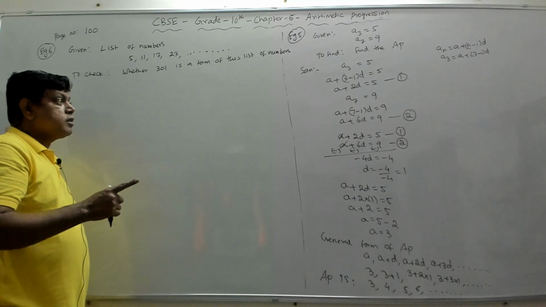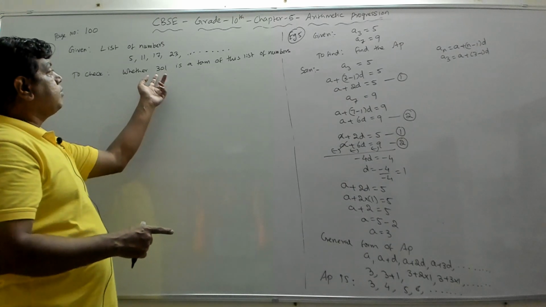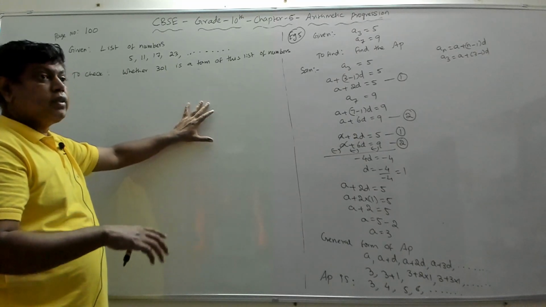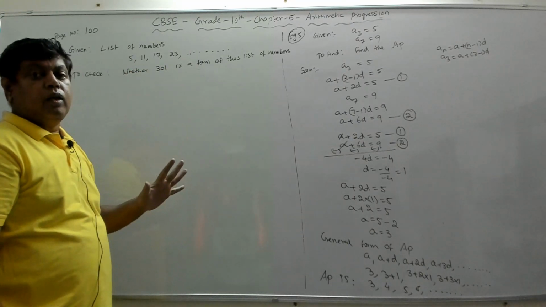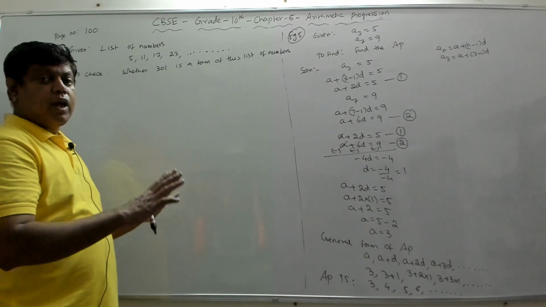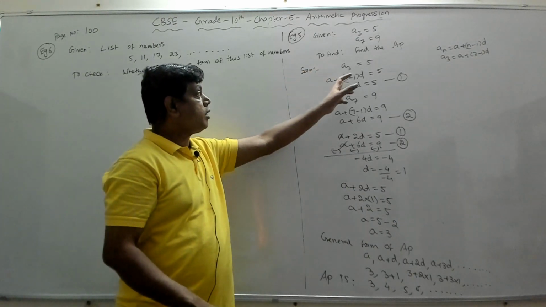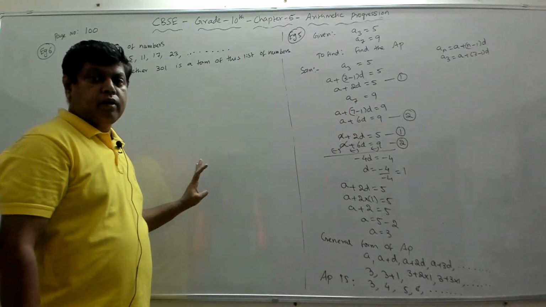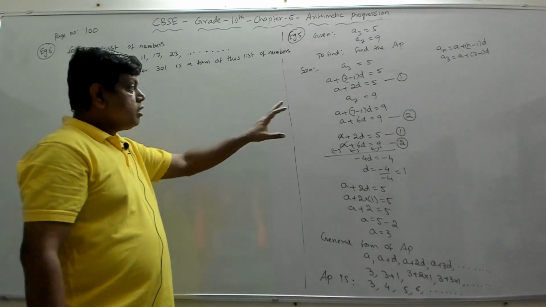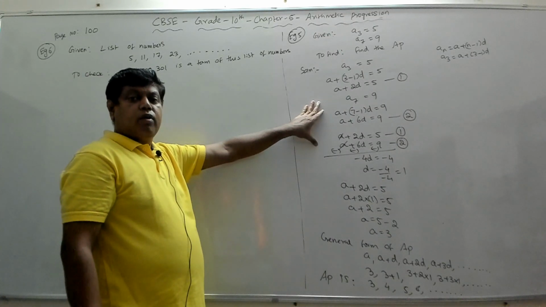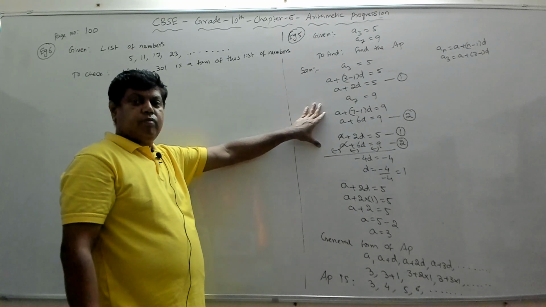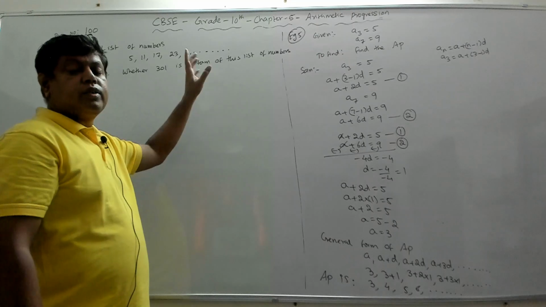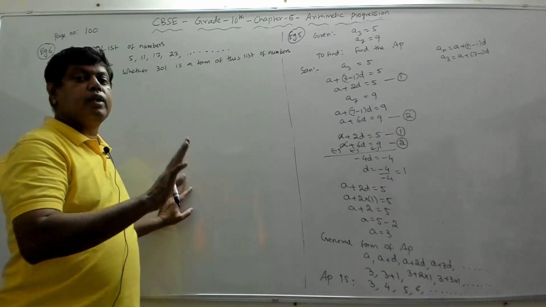Now, before even finding whether 301 is a term of this list of numbers or not, we should confirm whether the given set of numbers forms an AP. Only if it is an arithmetic progression can we use all these formulas: an is a plus n minus 1 into d, first term, last term, common difference and all that. If not, we cannot use any of the formulas of AP. First, we should check whether it is an AP or not.